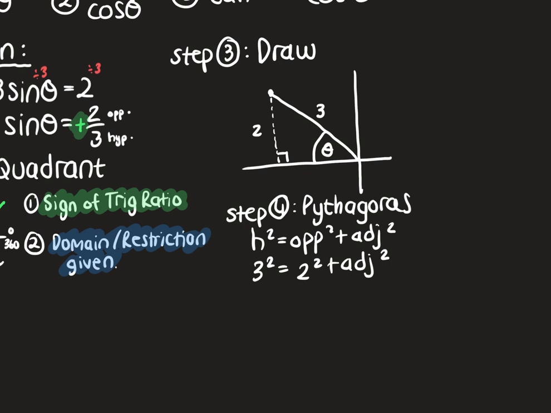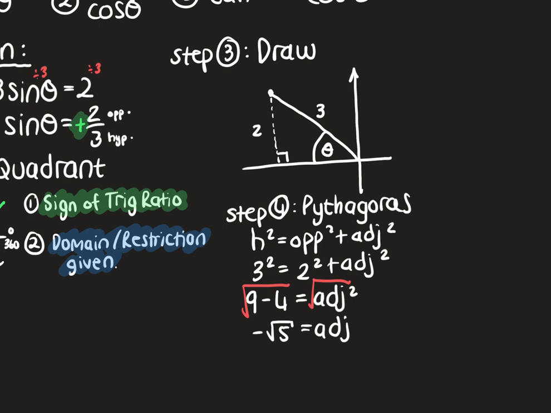Okay, and then we're going to bring this over. So 9 minus 4, I've just done those squares quickly, equals adjacent side squared. We're then going to square root both sides, and that is going to give me the square root of 5 equals my adjacent side. But a little bit more specific, it's going to be a negative.